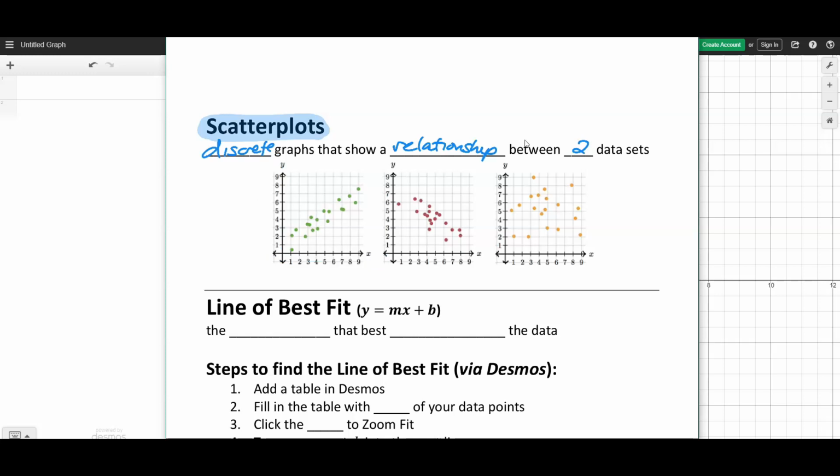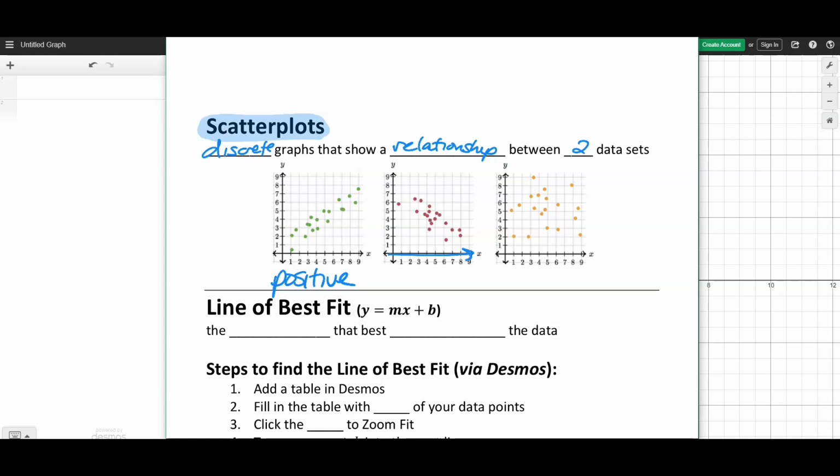There are three types of relationships that we can have when we are working with scatter plots. The first one, since as the x's are increasing, the y's are increasing, is called a positive correlation, just like it would have a positive slope if I drew the trend line in between it. Positive correlation, like a positive slope.